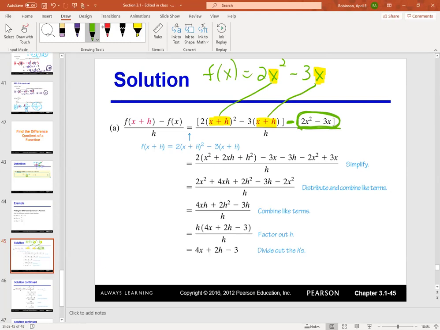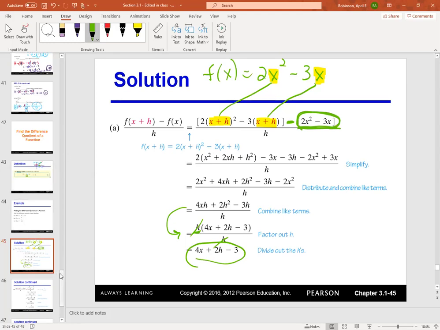And then basically, it's just a lot of algebra and simplifying. They FOIL, they distribute, they combine like terms. Then from here to here, they factor out the h so that they can cancel it here. And then this is the difference quotient is what they got.